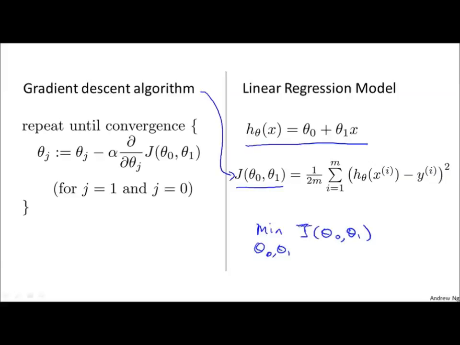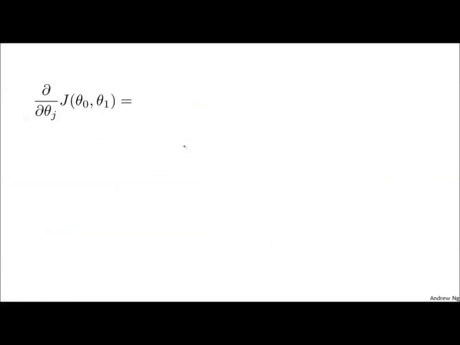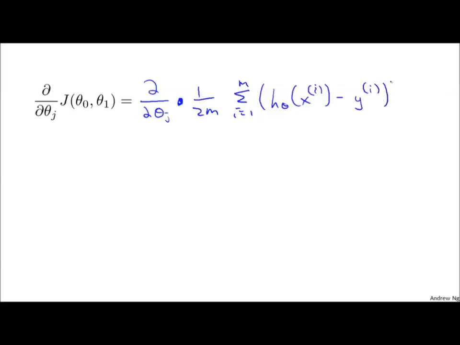Now, in order to apply gradient descent, in order to write this piece of code, the key term we need is this derivative term over here. So you need to figure out what this partial derivative term is, and plugging in the definition of the cost function J, this turns out to be this: sum from i equals 1 through m of this squared error cost function term. All I did here was plug in the definition of the cost function.